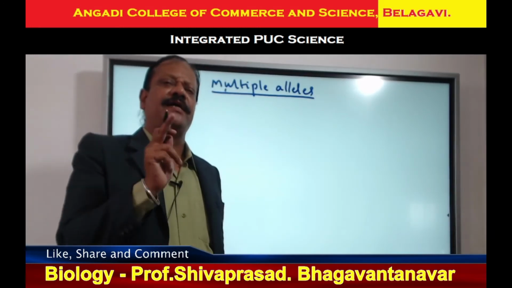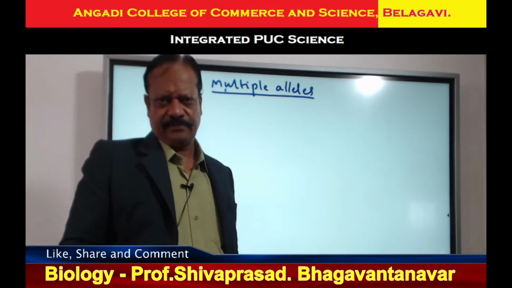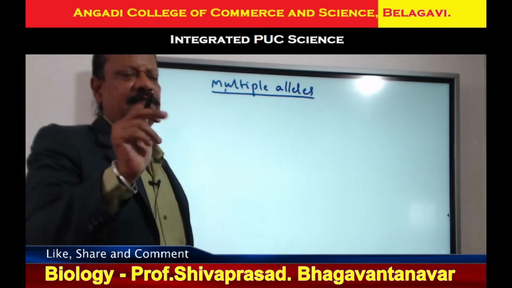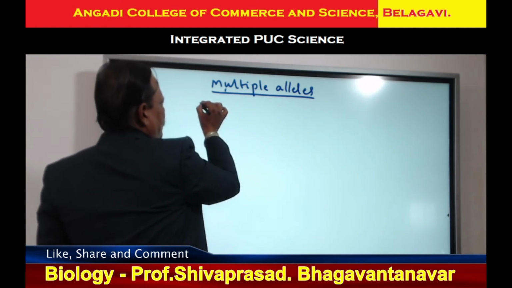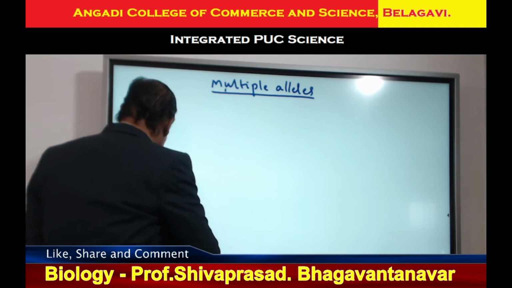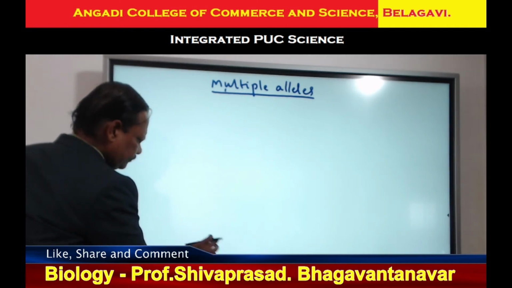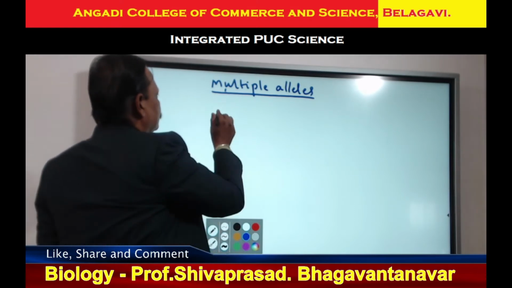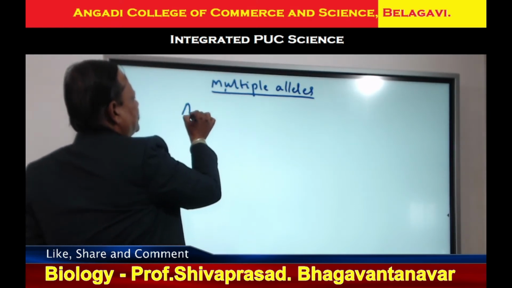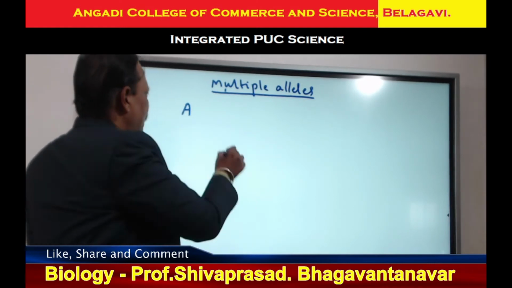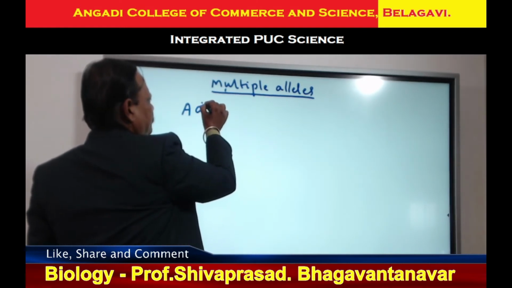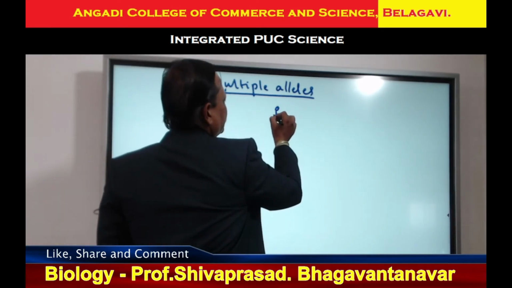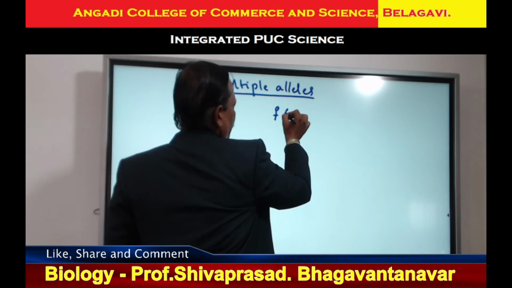Say for example, father is having blood group A. And mother is having blood group AB. Father is having A blood group and I am considering him as male. And female mother is having blood group AB.